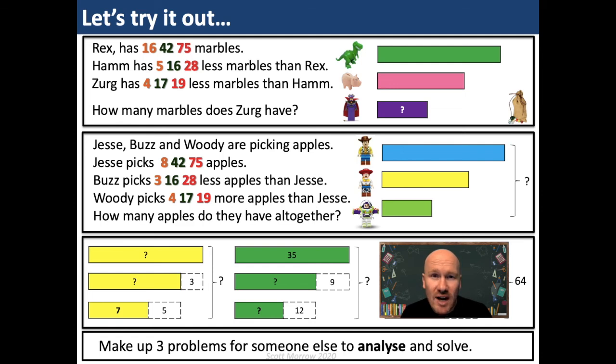So for question 1, I'm going to use the yellow numbers. Rex has 16 marbles. Ham has 5 less marbles than Rex. Zurg has 4 less marbles than Ham. How many marbles does Zurg have?